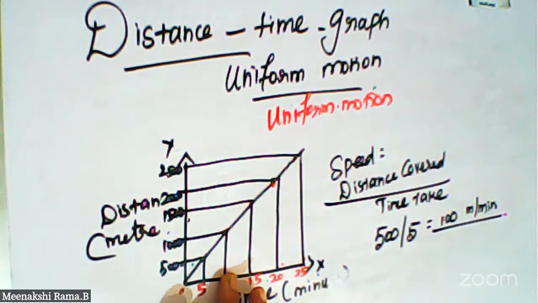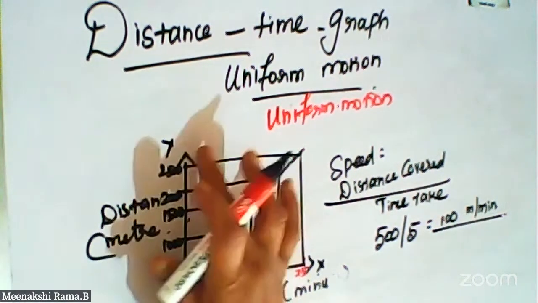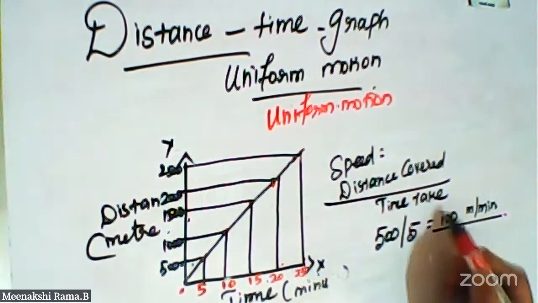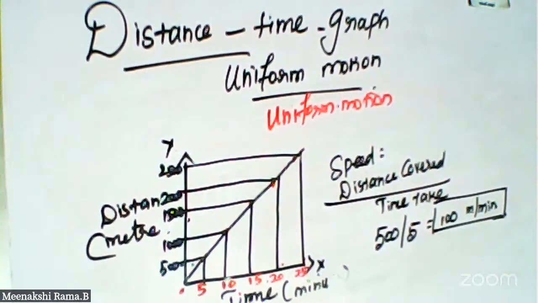Is that clear? Uniform means the distance-time graph expresses that the person covers equal distances in equal intervals of time. So the speed is constant. That is, per minute he crosses 100 meters. So the uniform motion concept is explained with the help of this graphical data. Is it clear, students? Okay, next one is the comparison of speed.